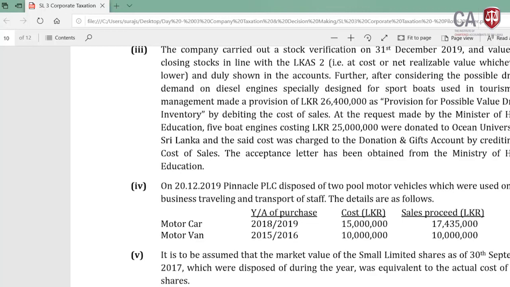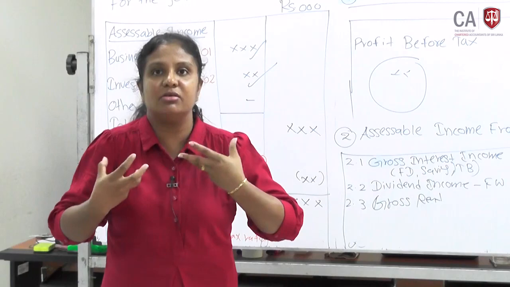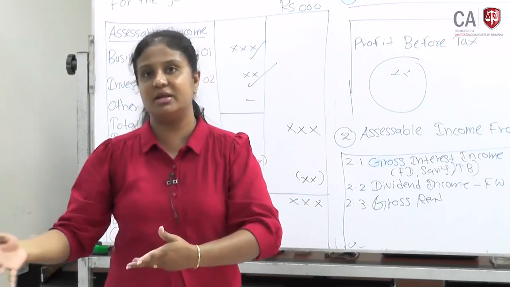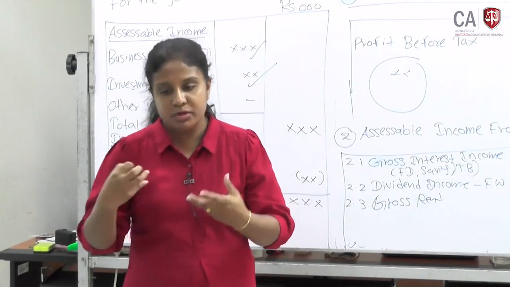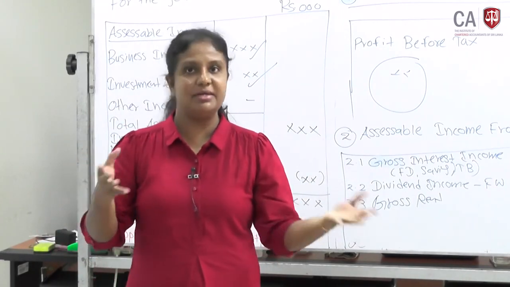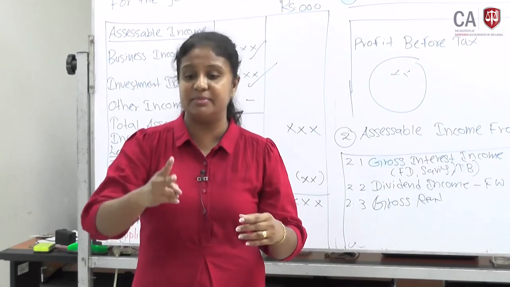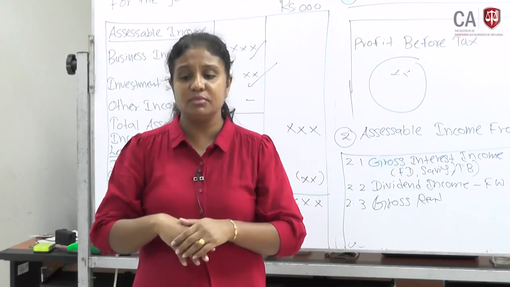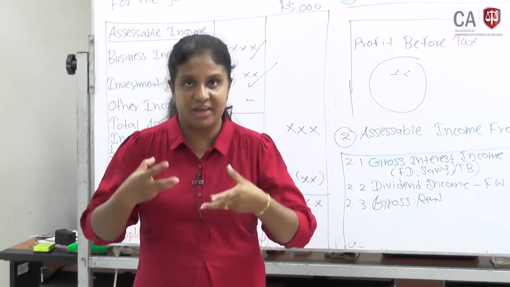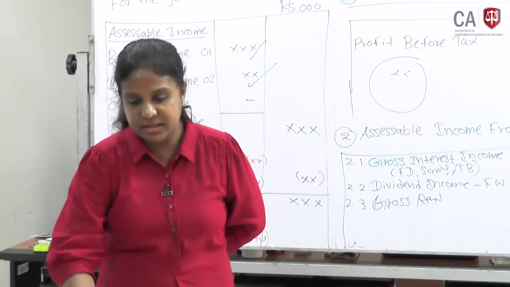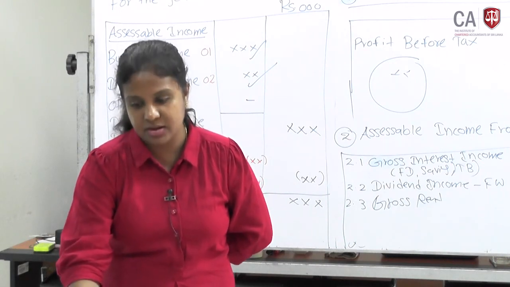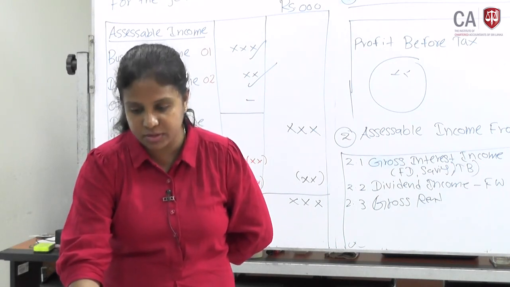What's the meaning of pool motor vehicles? It's not allocated to Mr. X, Mr. Y or a managing director, not like that. Pool means it's for company purposes, but there are two purposes, travelling and transport. We will see how this is going to be tackled under the provisions of the Act. Then there is a motor car and there is a motor van.